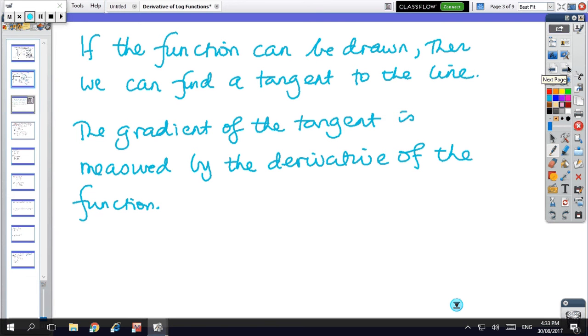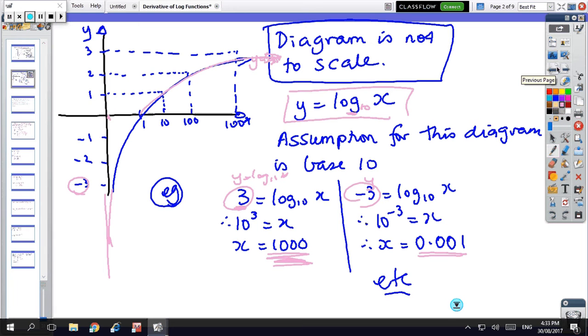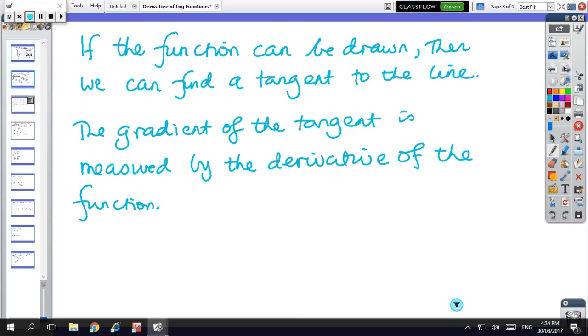Okay, so if we can draw the function, then at any point we can find a tangent. If you can draw it, you can find a tangent. And if you can find a tangent, then the gradient of the tangent is measured by the derivative. So everything that has a shape can have a tangent, and the tangent gives the derivative. And how we get the derivatives is on the next slide.